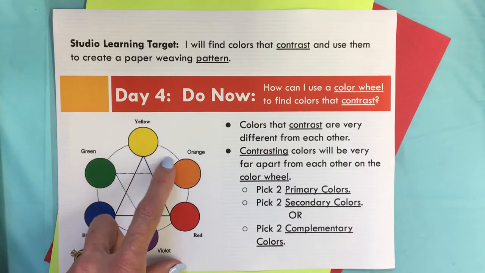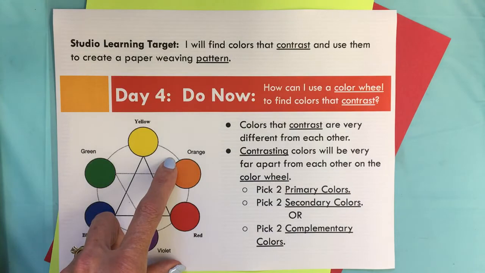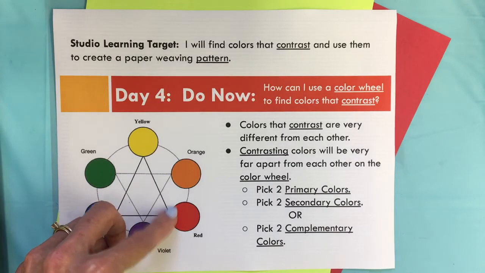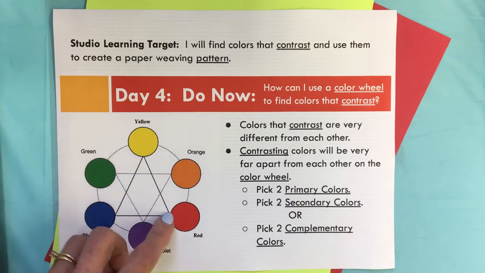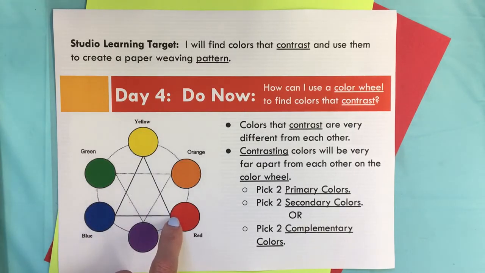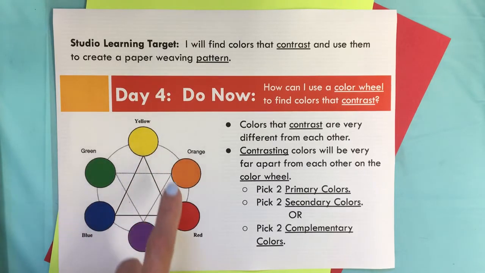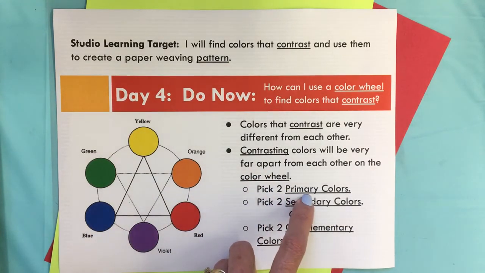So if I look at my color wheel, the colors yellow and orange are right next to each other. They are very close together. They are not far apart. But look at yellow and red. Those colors are further apart. They're connected by a solid line. I also see that red and blue are far apart, and blue and yellow are far apart. Yellow, red, and blue are the primary colors.